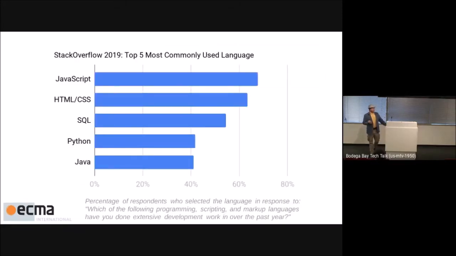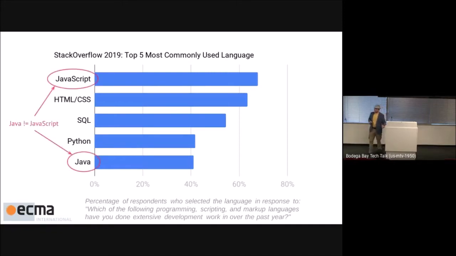And if you don't believe me, here's some statistics for you. This is the Stack Overflow 5 most commonly used languages. This is based on a survey of developers that Stack Overflow, the popular programmers Q&A site, puts out every year. And JavaScript, for the last 5 or 6 years, has been the number 1 most commonly used language.